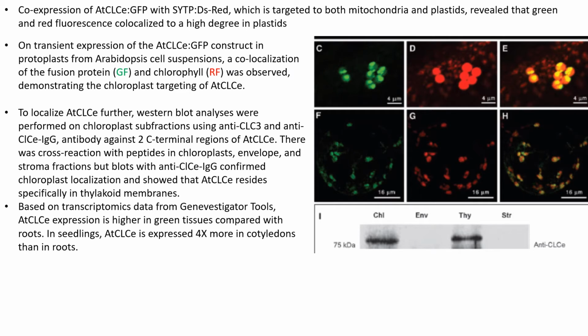On co-expression of ATCLCE-GFP with another targeting protein that is specific for mitochondria and plastids, called SYTP-DsRed, it was revealed that when both are present in the same organelle, it gives a yellow signal, whereas if only one of the signals is present, you see only the green or the red color, as you can see in panels C, D and E.